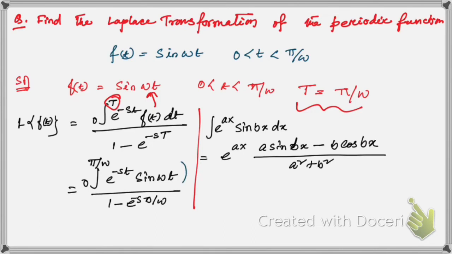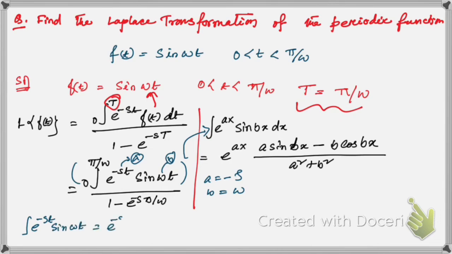If you compare these two, our a is going to be minus s and b is going to be omega. So a is minus s, b is omega. Using this formula, we got the integral of e to the power minus st sine omega t equal to this. After integration, we have e to the power minus st into (minus s sine omega t minus omega cos omega t), divided by s square plus omega square. That's what we have got.